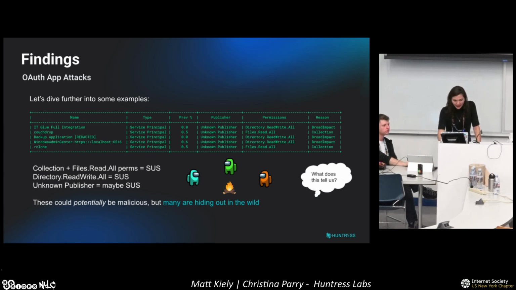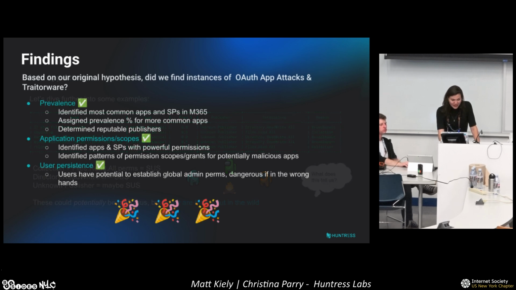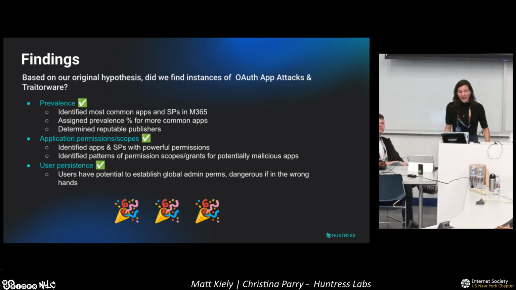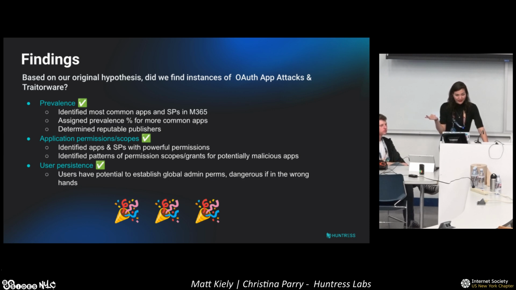And then findings. To test our hypothesis from the slide I had earlier, did we find instances of OAuth app attacks and Traitorware? The answer to that is yes. We got prevalence. We were successfully able to identify the most common apps and service principals in M365. We assigned prevalence percentages for more and less common apps. And again, like I said, publishers, whether verified or not, or whether we recognize it, is also potentially an indicator.